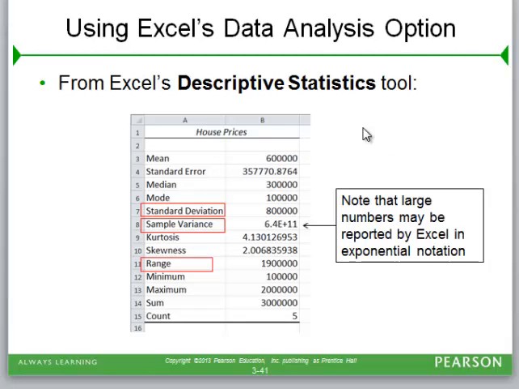You can also use the data analysis to find the standard deviation. Use the exact same way that we found the mean, median and mode. In the data analysis descriptive statistics tool, they will give you a list of the data here: mean, standard error, median, mode, standard deviation, sample variance, range, skewness, minimum number, maximum number, and the sum and the count, everything.